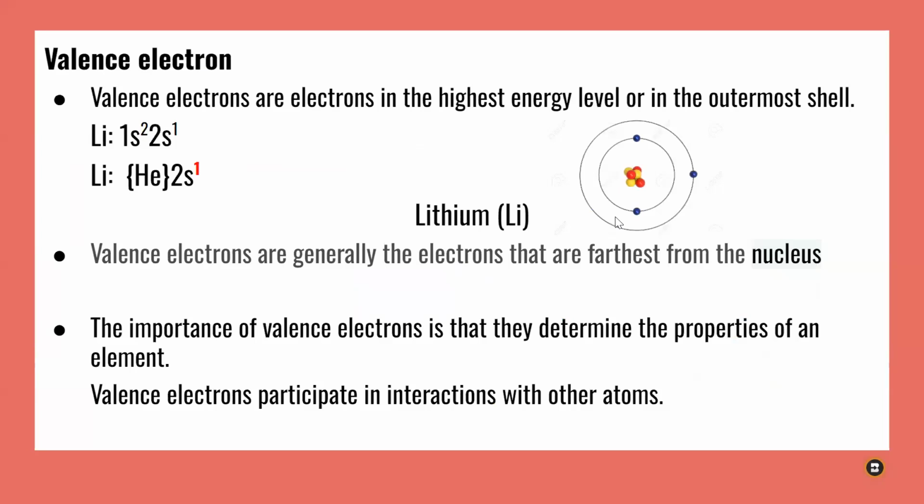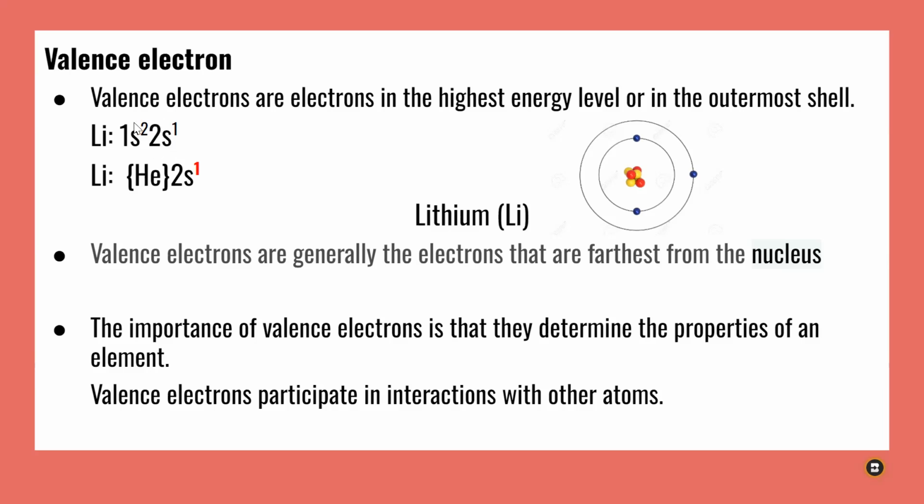Now, let's look at what valence electron is. Valence electrons are electrons in the highest energy level or in the outermost shell. So also, we have to remember the electron configuration. This is the electron configuration of lithium. We can also put it in abbreviated or noble gas notation. Here, if you are asked what is the valence electron, the first thing you do is to ask which of these is the highest energy level.